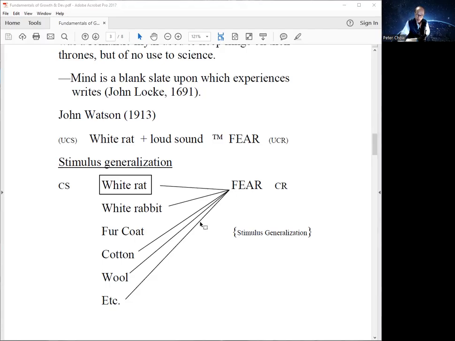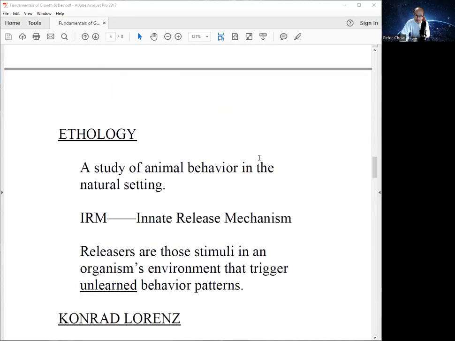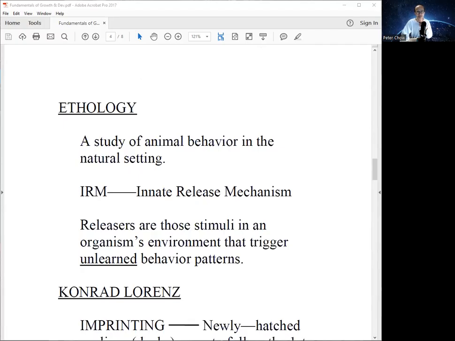Of course, the loud sound inches from the ear would produce fear. But when the loud sound was paired with all this, then later on, the white rat alone would produce fear. Just like in Pavlov's experiment, the tone by itself later on could produce salivation in the dog. All right, so you see here, that is classical conditioning.